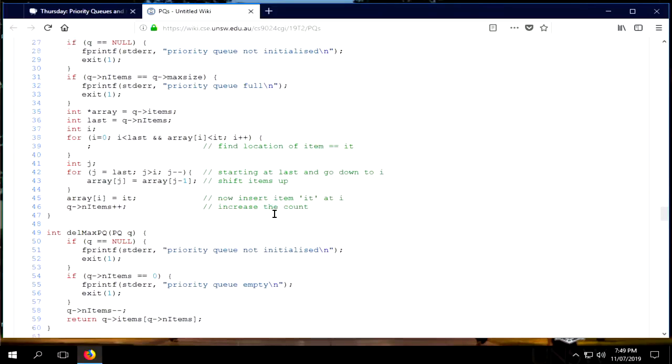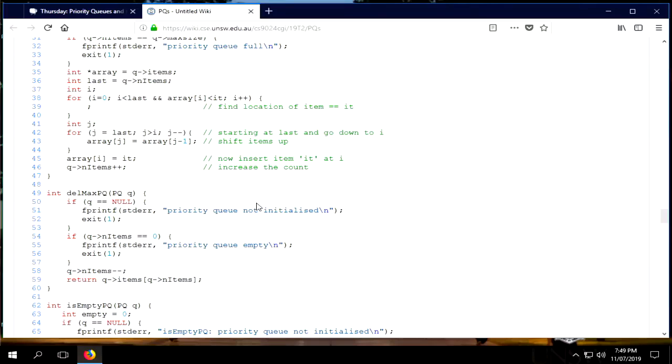And the del max, well, it's ordered. So the maximum will always be, in this particular order here, the maximum is going to be at the end. So pulling it out is snack easy.